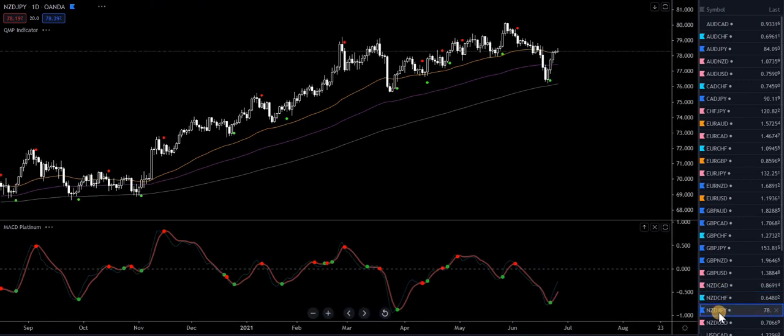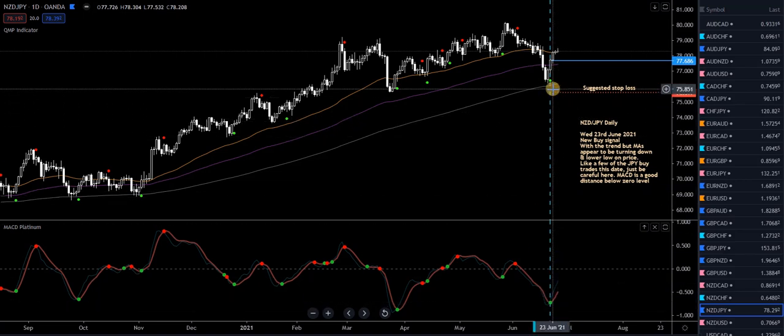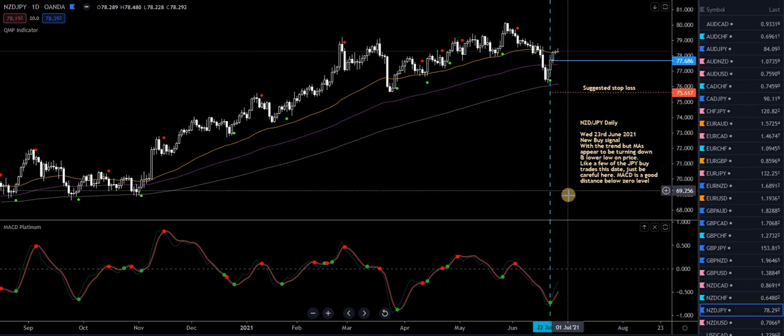New Zealand Japanese yen. Buy trade here. MACD Platinum is still a long way below the zero level. Suggested stop. Just a straightforward trade. Again, you can read the notes there.